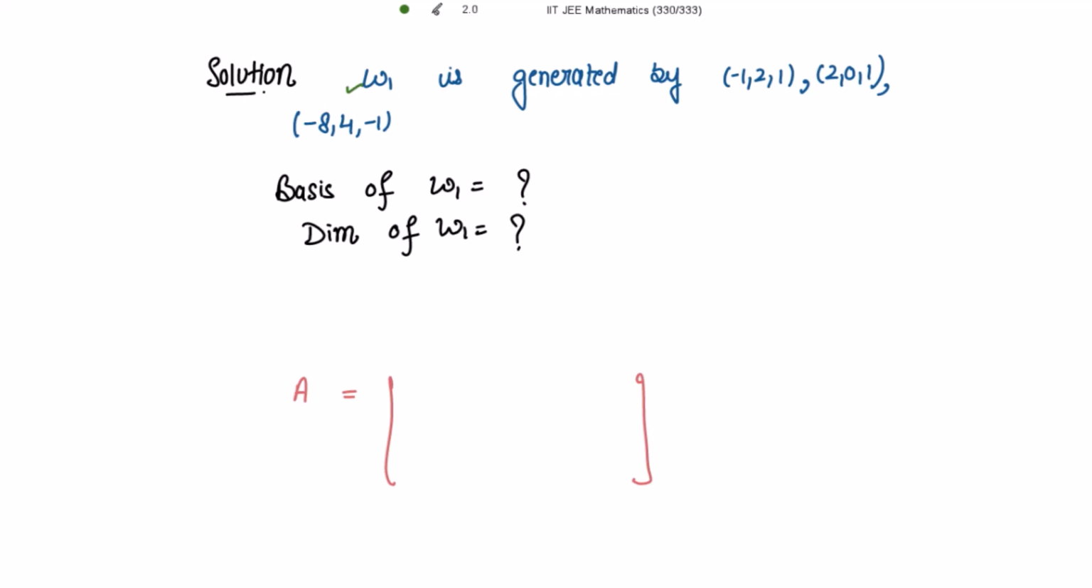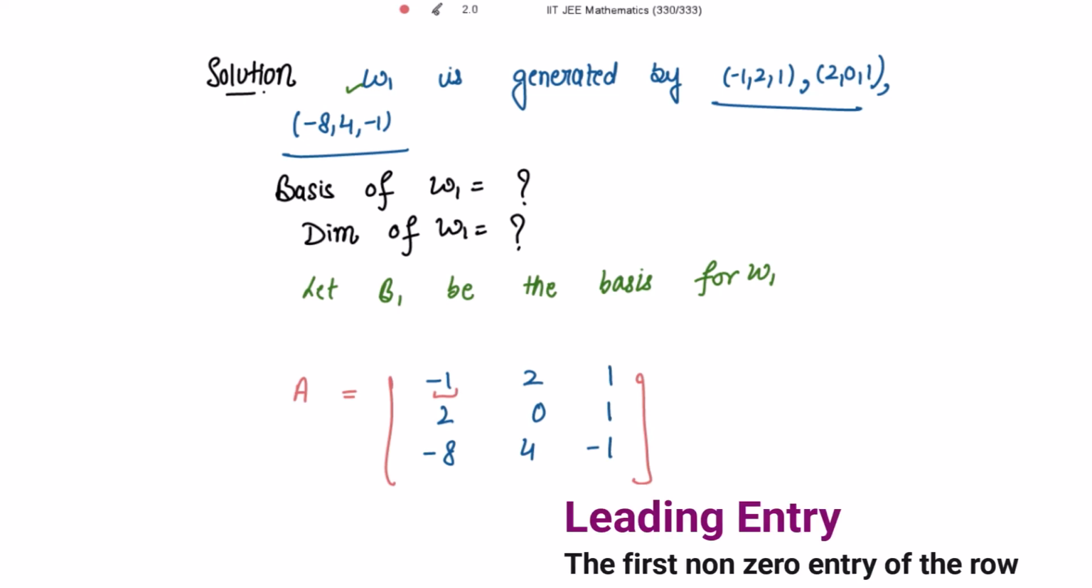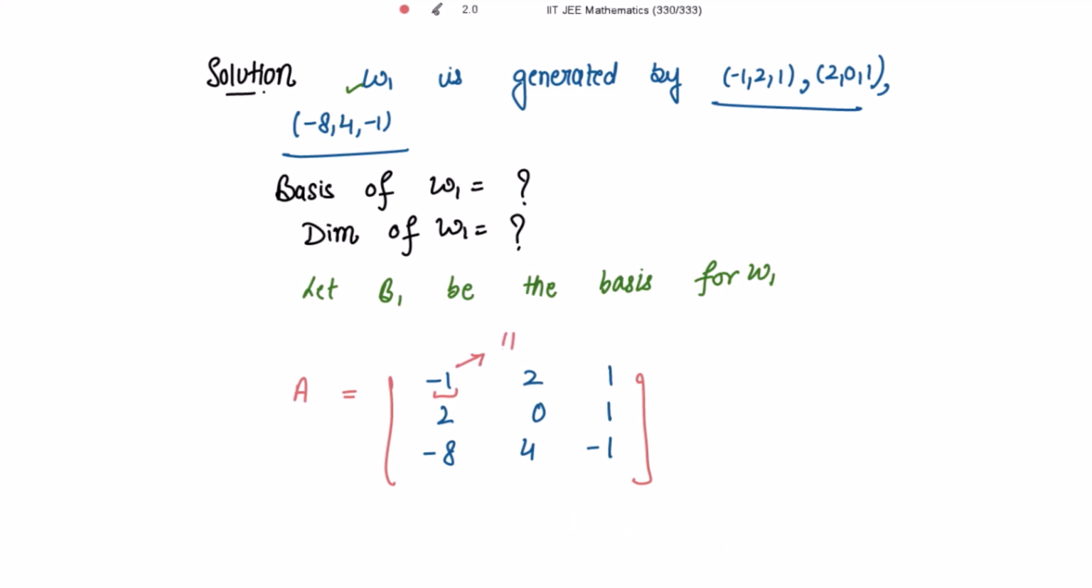W1 is generated by all these three vectors. So let B1 be the basis for W1, and writing all these vectors in a matrix form. To find the basis, we need to get the matrix A in echelon form. So for that, let's get the leading entry for row 1. I'm having -1 over here. That is the leading entry for row 1. I need to make this entry 1.